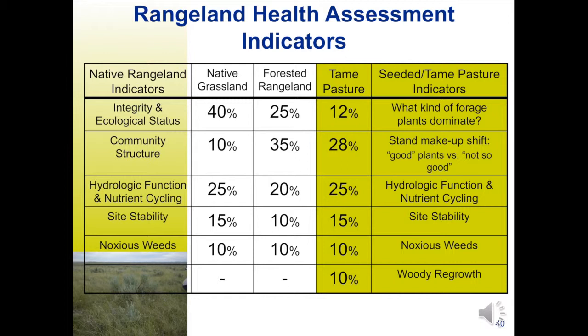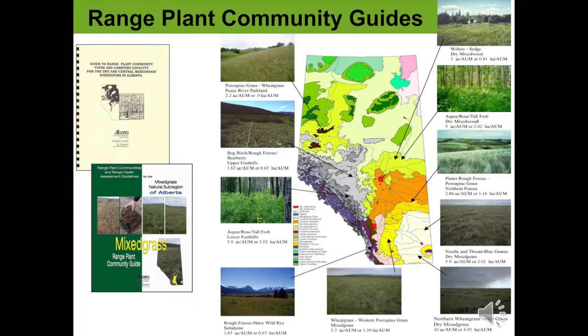Our Delphi design process also came up with ranking these indicators slightly differently for each different situation. For native forest or tame pasture, we put different emphasis on different indicators depending on the system. Now, I'll just touch on it here. Craig will talk about it in much more detail, but we need 2 things. We need a set of indicators, and we need standards.